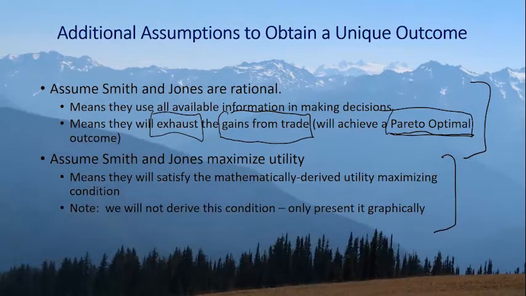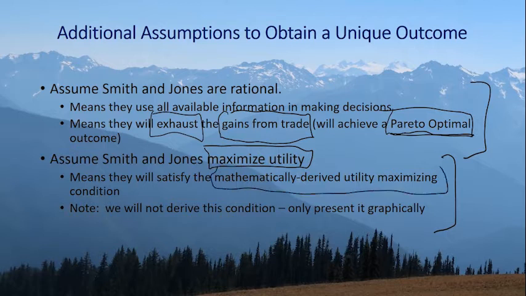Now, the other assumption here. We're going to also assume, furthermore, that Smith and Jones attempt to maximize their utility. Now, the way we do that, and this is going to be maximizing utility in the context of trading with the other individual. The way we achieve the conditions for utility maximization is to actually do a mathematical exercise where we imagine that Smith and Jones have a utility function. We have them maximize that utility function subject to a trading constraint, and we derive what are utility maximizing conditions.